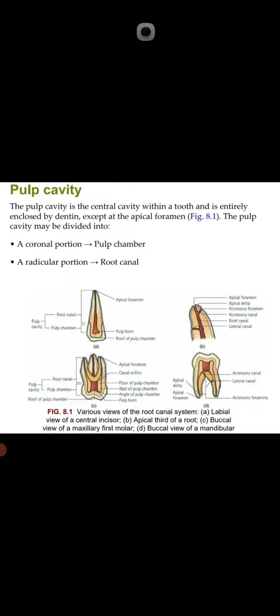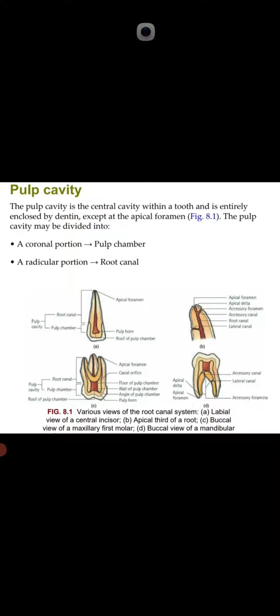Look at diagram A. There is an apical foramen through which blood vessels and nerves enter, and the pulp cavity may be divided into two. Number one is the coronal portion of the pulp cavity, which is called the pulp chamber, and a radicular portion which is present in the root, which is known as the root canal. Now, what is the root canal? Root canal is the radicular pulp.